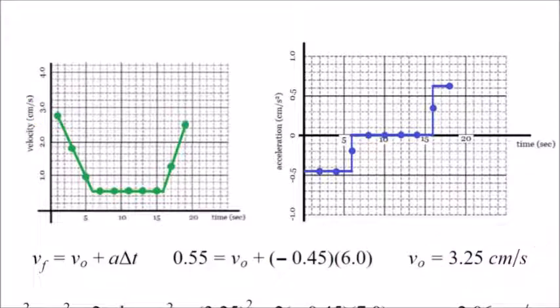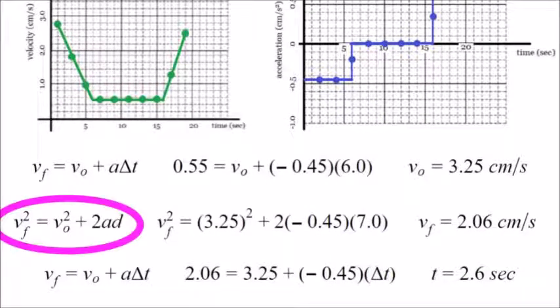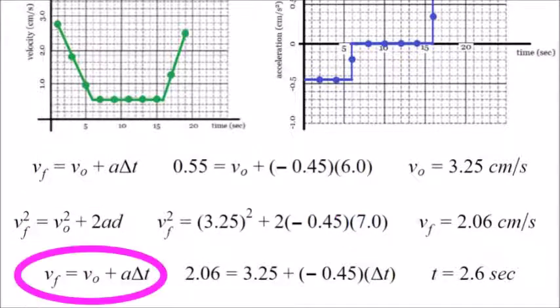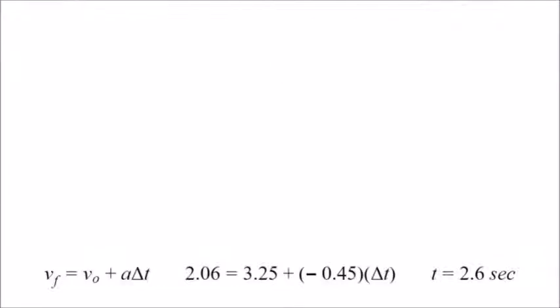Very good. Especially if your next step is to use this kinematic equation to find the bug's velocity when displacement is 7 centimeters. That's all you'll need to know in order to find out the time it takes the bug to go those 7 centimeters. 2.6 seconds. A better model.